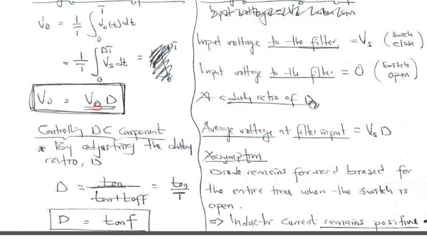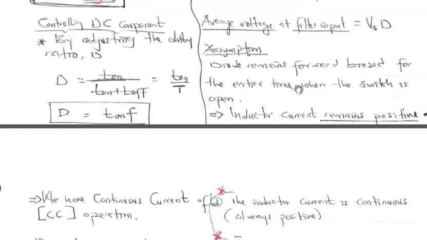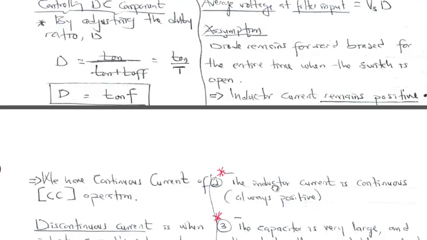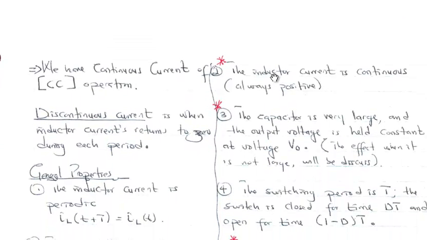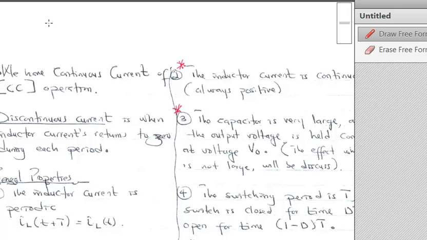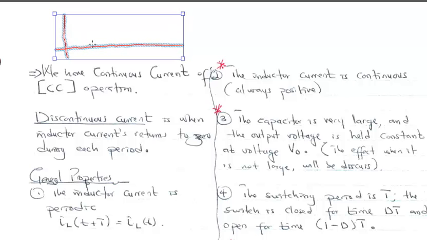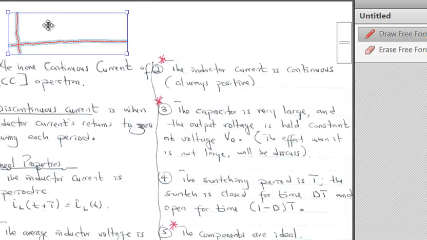Some assumptions we want to make going along. The diode is going to remain forward biased for the entire time when the switch is open. So that's the first assumption. The second assumption is that the inductor current is going to remain positive all along. The inductor current is going to increase during one part of the cycle and decrease during the other part, but it is going to remain positive. What do I mean by that? If I grab my pen, this is basically what is known as continuous mode of operation. So this is what we mean. We want the inductor current, when everything is operating in steady state, to be positive.